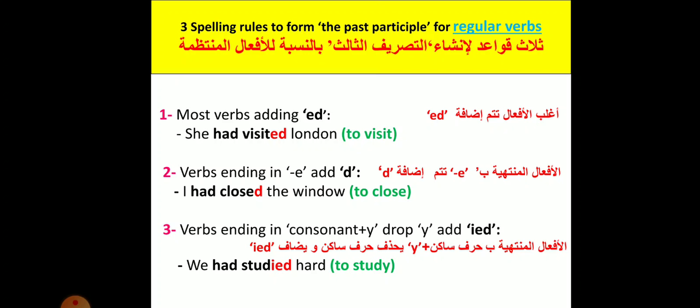The third rule, verbs ending in consonant plus y. We drop y and we add ied. Okay? For example, we had studied hard. We had studied, verb to study. We drop y and we add ied at the end of the verb.